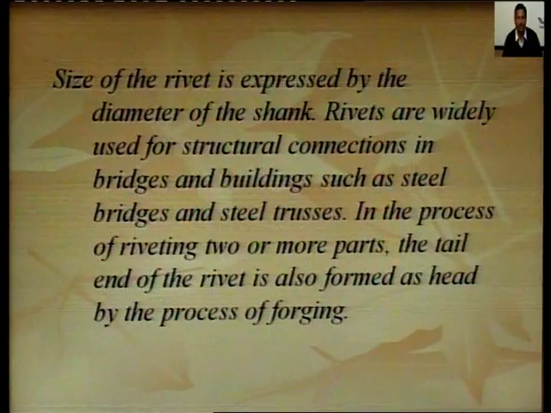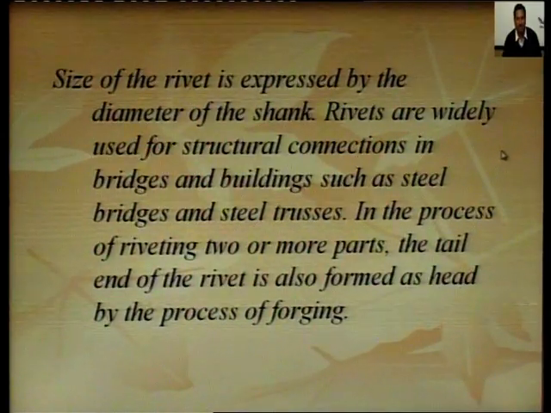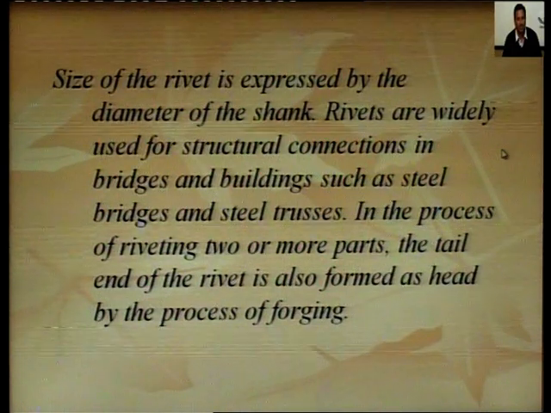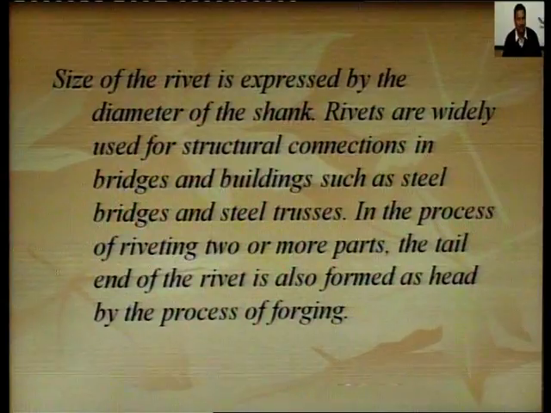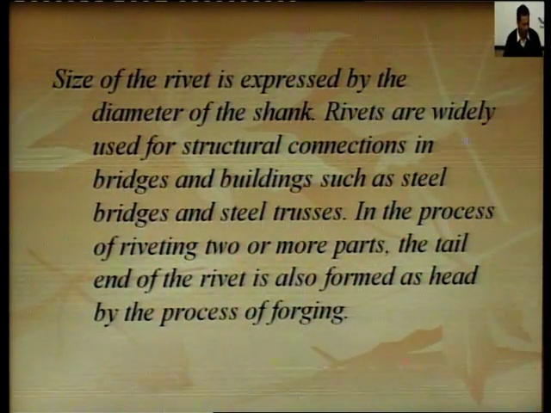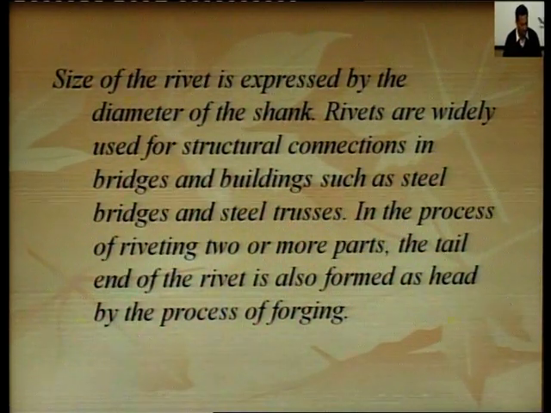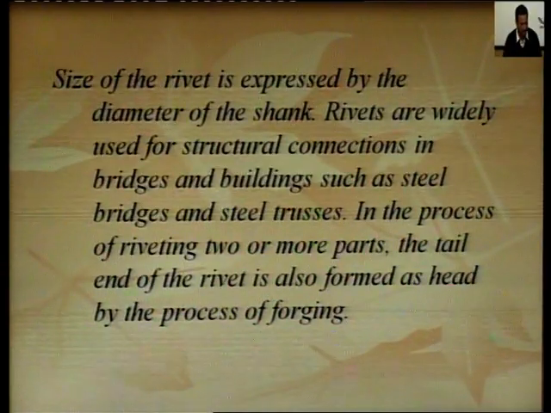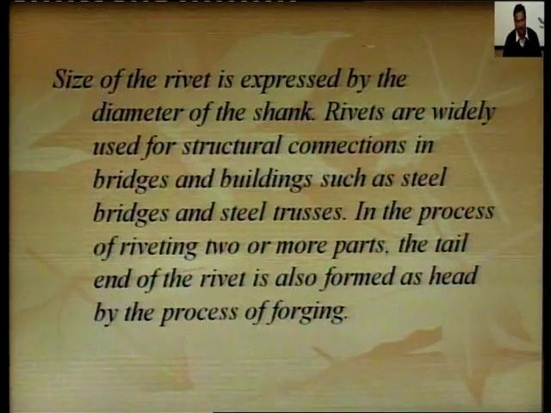Rivets are widely used for structural connections in bridges and buildings, such as steel bridges and steel trusses. In the process of riveting two or more parts, the tail end of the rivet is also formed as a head. When a rivet is driven into a rivet hole, the tail end is formed into a head by the process of forging.